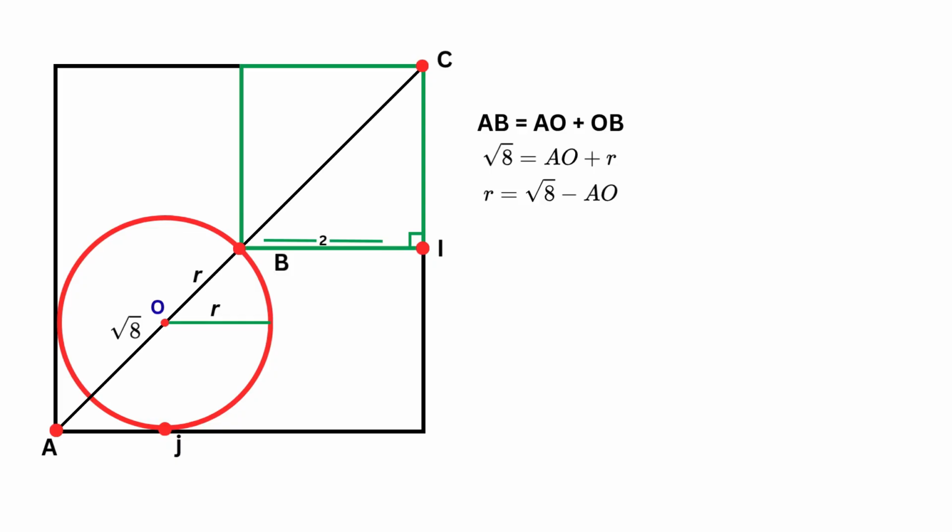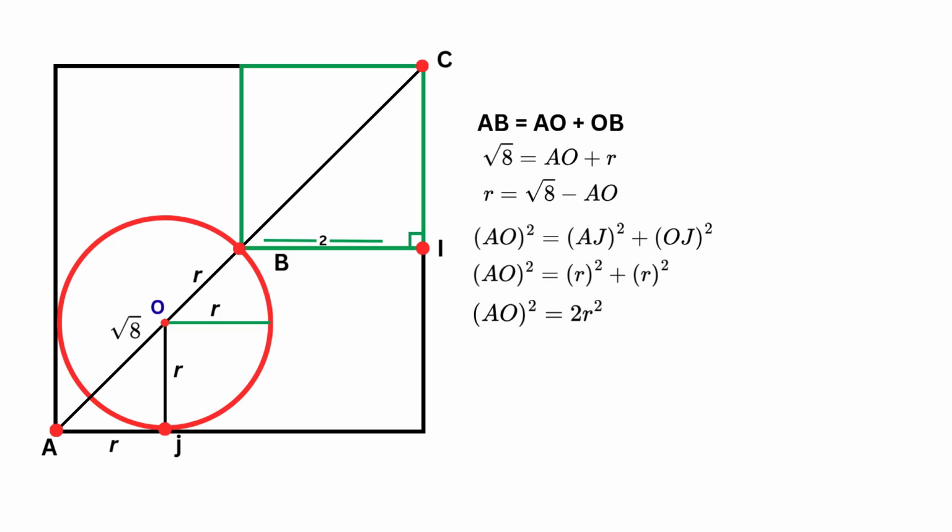To find AO, we draw a radius to point J. Now, a right triangle AOJ is formed. AJ is a radius of the circle, so AJ equals R. Applying the Pythagorean theorem in triangle AOJ, AO squared equals AJ squared plus OJ squared. Here, AJ equals R and OJ equals R. Then, AO squared equals R squared plus R squared. So it becomes AO squared equals 2R squared.